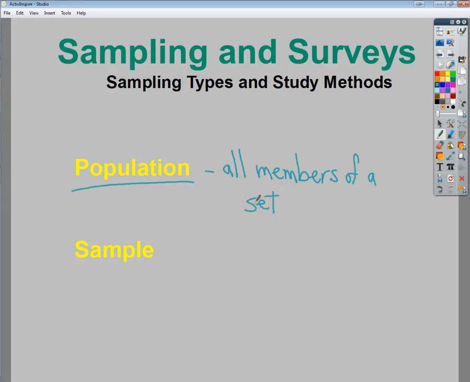So if you're going to do a population of people who live in the United States, every single American has to be involved in whatever you're doing to get the total population of people in the United States. Now, that's usually impossible unless your set is extremely small. You can't get the population. So instead, you want to go with a sample instead. A sample is part of that population.